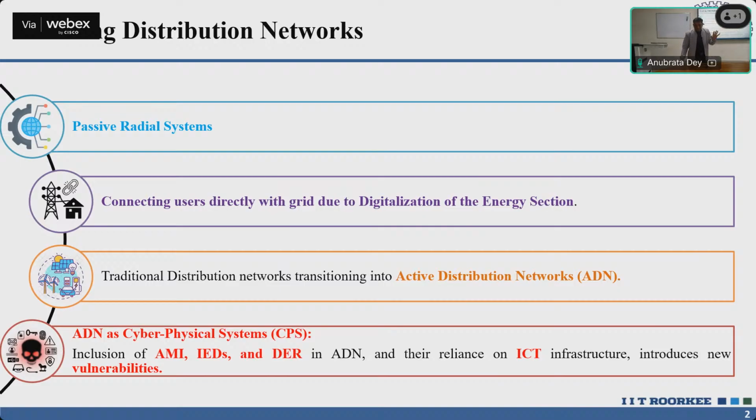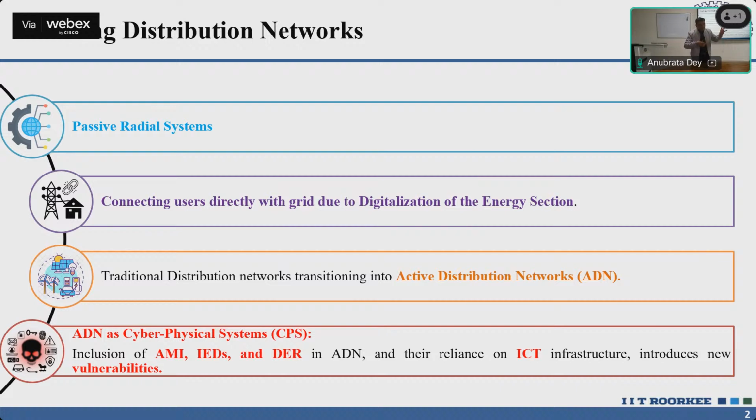Why passive radial? Because three things are very important. This system has low controllability. Controllability is very minimal, right? You cannot control, very minimal. Second, no real time monitoring of the data. That was also not there, right?